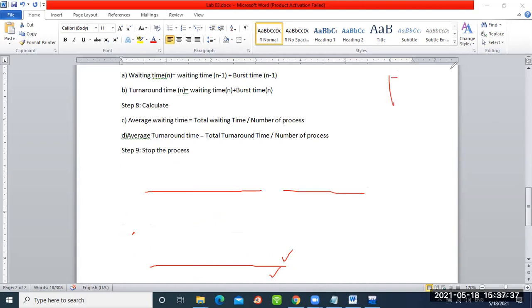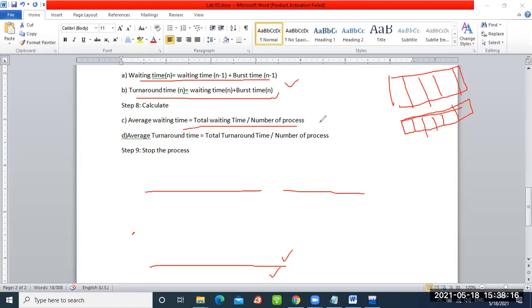Once the processes have arrived, we have to sort them according to the burst time. When you sort the processes according to the burst time, you will get a sorted list. That means the first process will be the one having the shortest burst time, and the last process will have the highest burst time. Then the rest of the steps used in the previous algorithm will be the same: how to calculate the waiting time and the turnaround time, then find the average waiting time and average turnaround time.